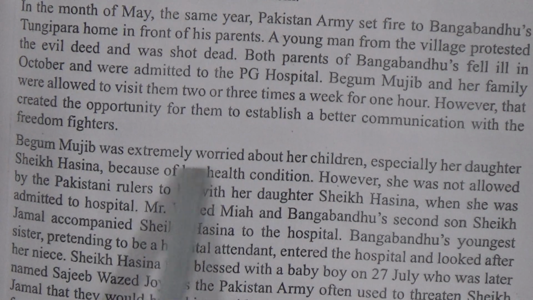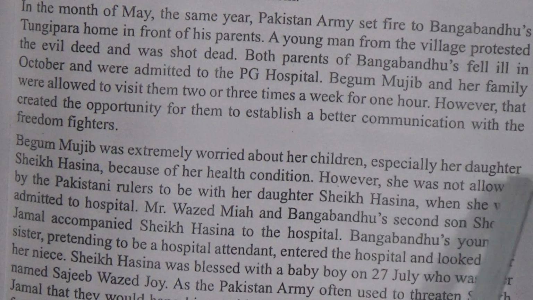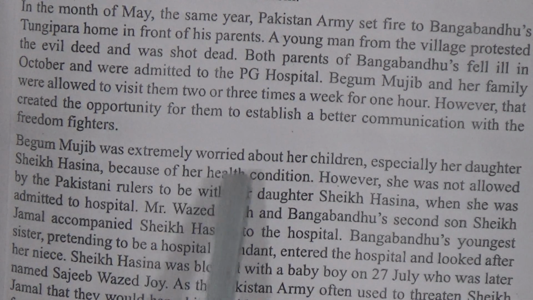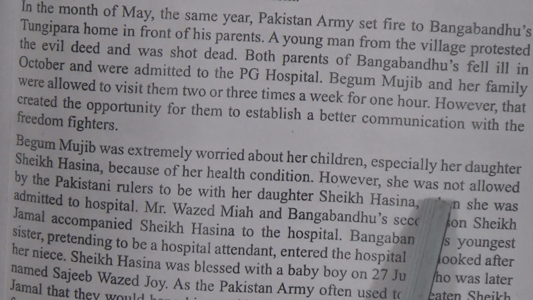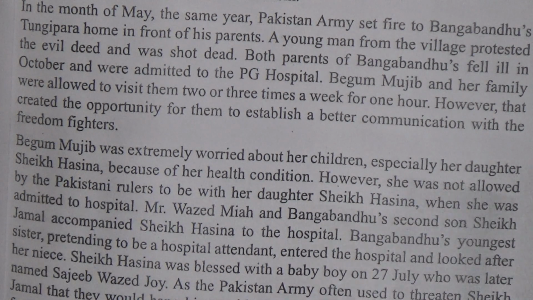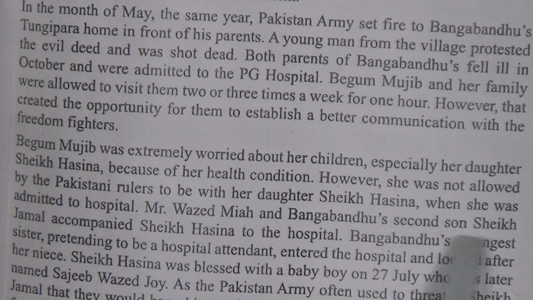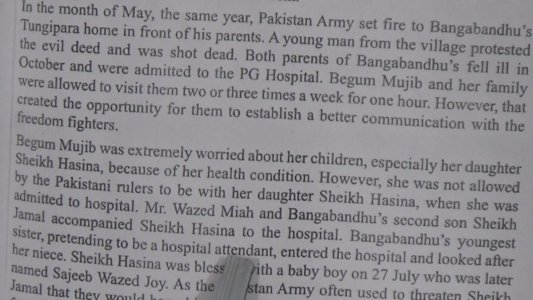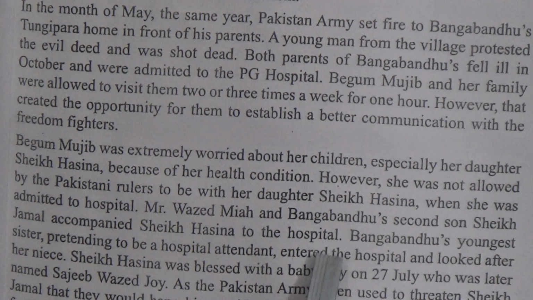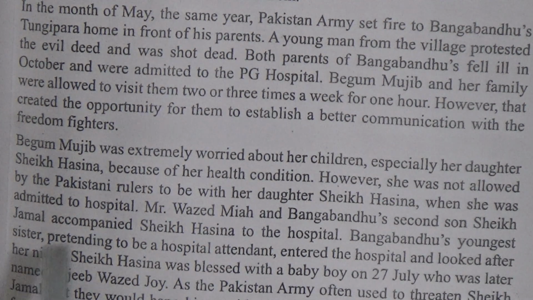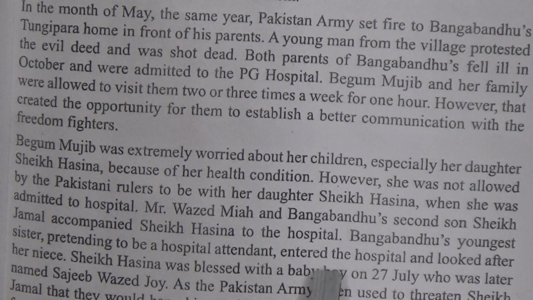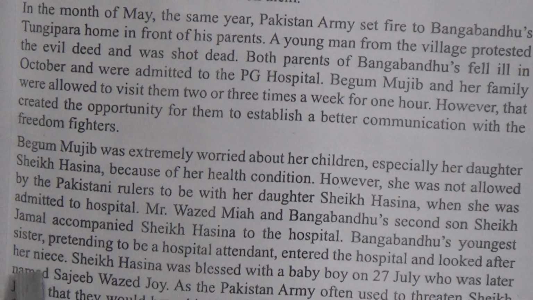Begum Mujib was extremely worried about her children, especially her daughter Sheikh Hasina, because of her health condition. However, she was not allowed by the Pakistani rulers to be with her daughter Sheikh Hasina. When she was admitted to hospital, Mr. Wajid Mia and Bangabandhu's second son Sheikh Jamal accompanied Sheikh Hasina to the hospital. Bangabandhu's youngest sister, pretending to be a hospital attendant, entered the hospital and looked after her niece.